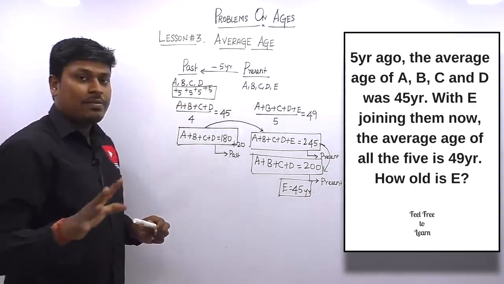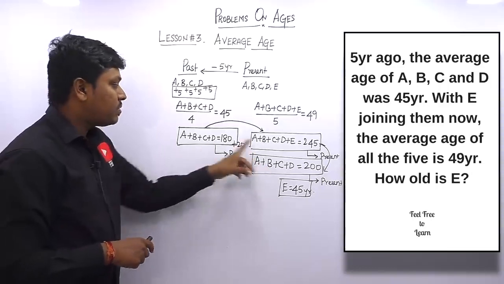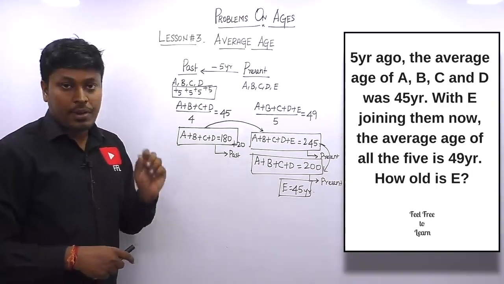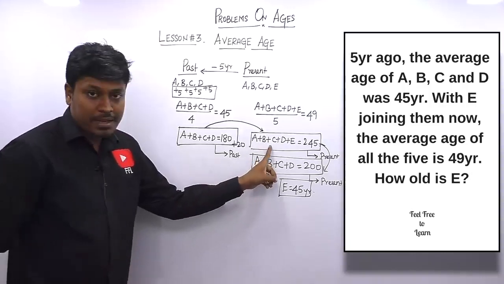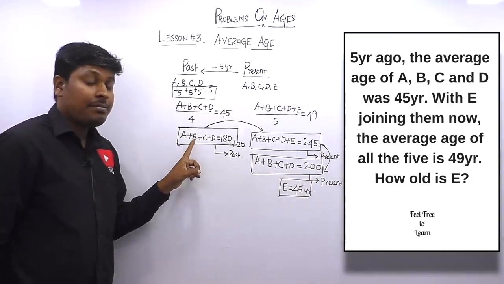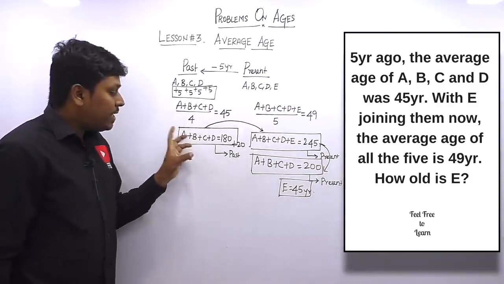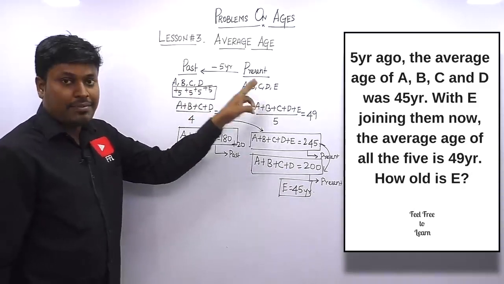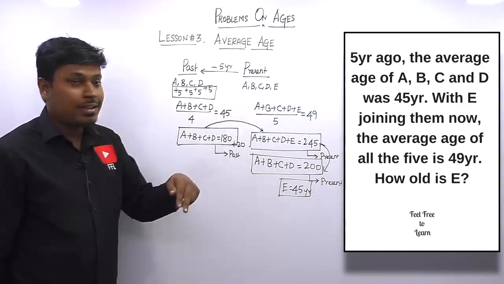And the major mistake of many students is, after writing these two equations, they will directly subtract. No, it is completely wrong. Why? Because the first equation we framed is talking about the present, but the second equation we framed is talking about the past. So we need to convert this equation to the present. So from the past to the present, we already know that the ages will increase by 5 years.